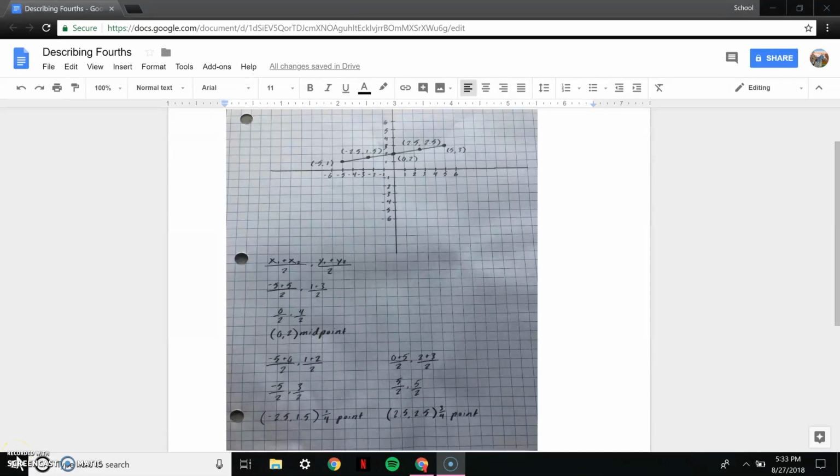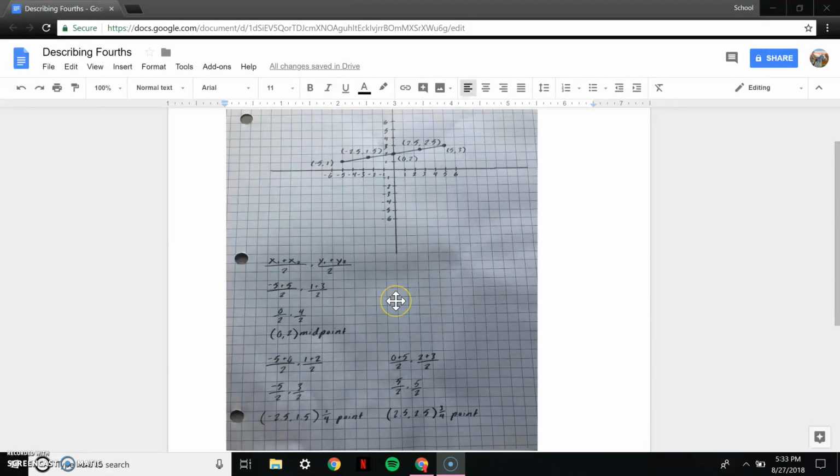To find the fourths on a line, first I had to find the midpoint. I found the midpoint by using the equation x1 plus x2 over 2 and y1 plus y2 over 2. I plugged in the numbers that I used on my line, negative 5, 1, and 5, 3. That gave me a midpoint of 0, 2, and that is right there.